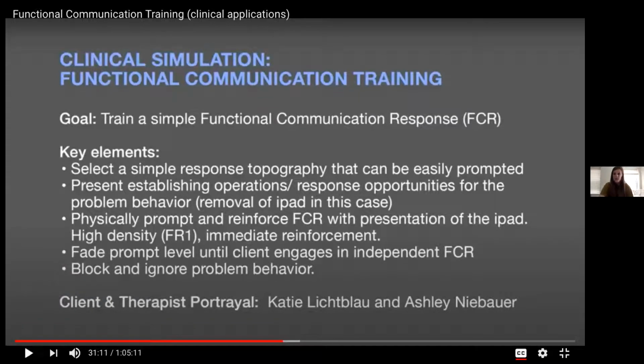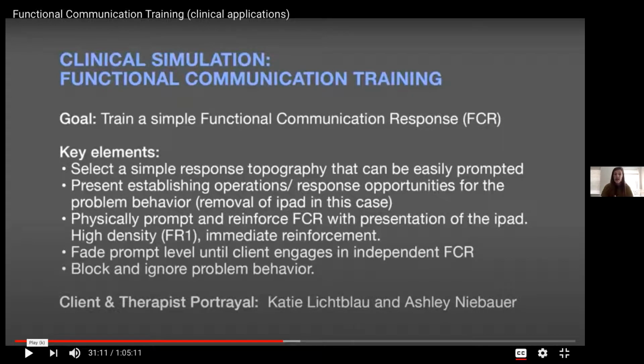So this first video is how to train this functional communication response. So like we already talked about, you want to select a simple response that can be prompted. So we're looking at the most efficient one. You want to kind of make opportunities for this to occur. So just like in manding, where we're teaching you to mand for items, we want to remove them to the shelf, so you have to ask for them to be delivered. We want to contrive those opportunities for you to ask. So in this case, they're going to remove the iPad so that he has to request for the iPad.